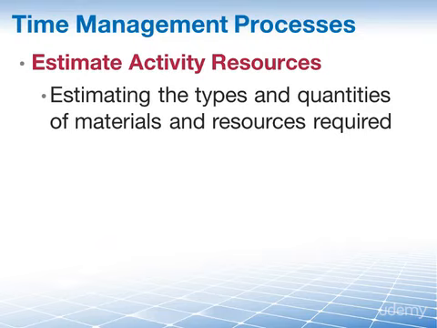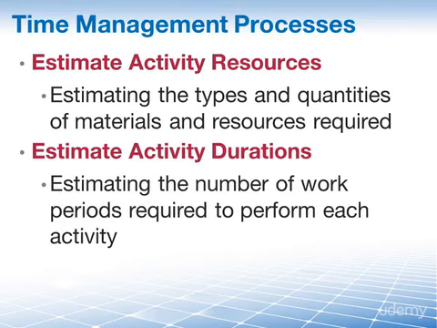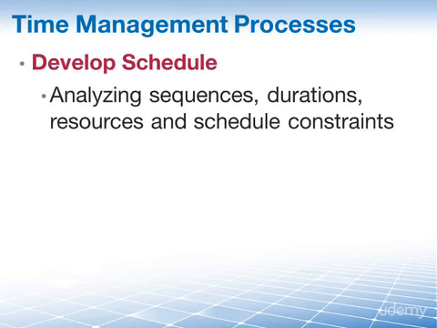Once we know who is going to perform an activity and we know their skill level and how good they are, now we can say how long it's going to take them. This is the process of estimate activity durations, where we estimate the number of work periods that are needed to complete individual activities with estimated resources. Now at this point we have everything together to finally move on and develop our schedule. This is the process of analyzing activity sequences, durations, resource requirements, and schedule constraints to create the project schedule model.